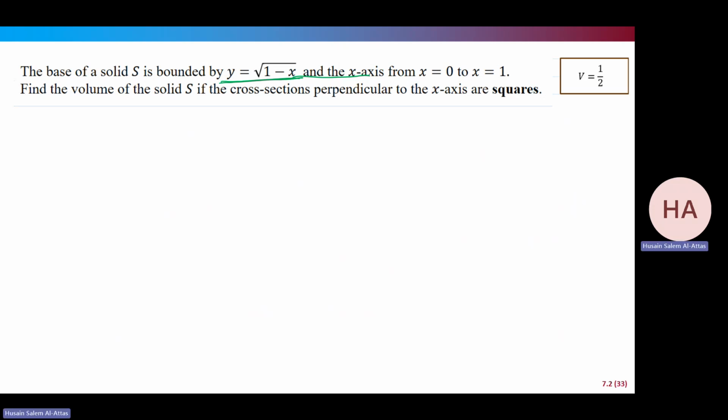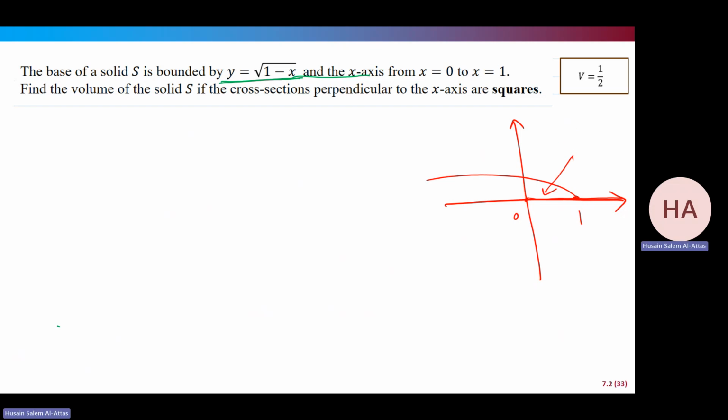Okay, now I need to graph the function. This is the graph of the function y equals square root 1 minus x, where x should be less than or equal to 1. So it's 1, going this direction. That will be square root 1 minus x. And I want it on the x-axis, from x equals 0 to x equals 1. I'm talking about this. This is my base.